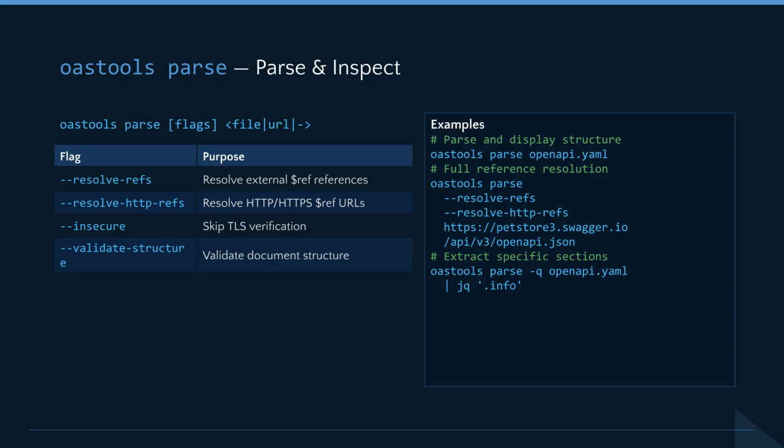Parse and inspect. The parse command is great for inspecting and debugging specs. It parses the document and outputs the full structure as JSON. With the --resolve-refs flag, it follows all external references and inlines them, giving you a fully self-contained document. HTTP reference resolution is opt-in for security. By default, oastools won't make outbound HTTP requests. The quiet mode outputs only the JSON document, making it easy to pipe through jq for extracting specific sections.